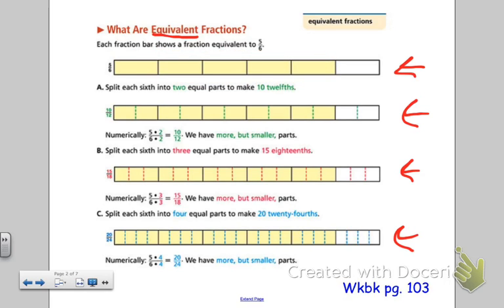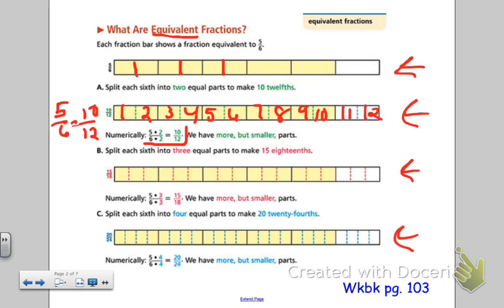For example, look at A. You can see that A is very similar to the first one, but it looks like each of the sixths was broken in half. It was split into 2 equal parts. Now we have a total of 12 sections in the whole bar. And of those 12 sections, 10 of them are shaded in. That means 5/6 is the same as 10/12.